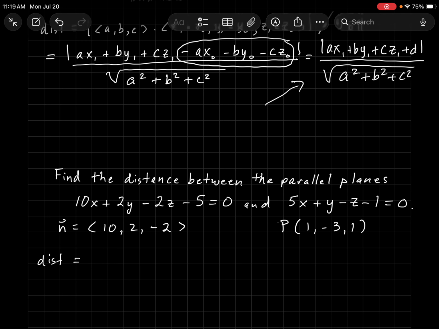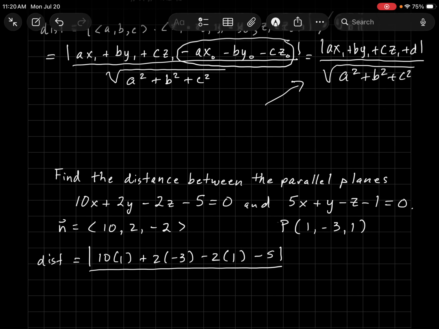So the distance is going to be the absolute value of 10 times x1, and then plus 2 times y1, and then minus 2 times z1, and plus d, which is negative 5, all over the square root of 10 squared plus 2 squared plus negative 2 quantity squared. And if we were to simplify this down, we get 3 over the square root of 108. And if you really want to keep going, but I'll let you do the work on this, that can simplify to root 3 over 6.